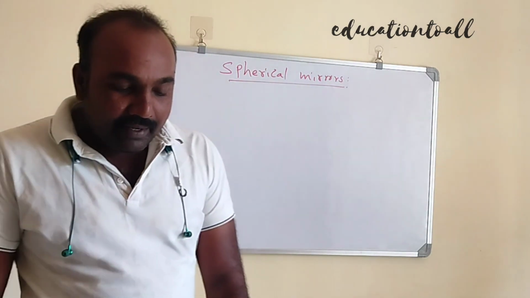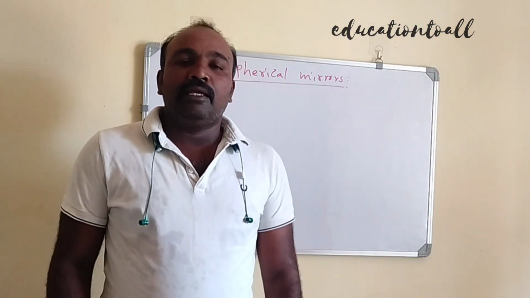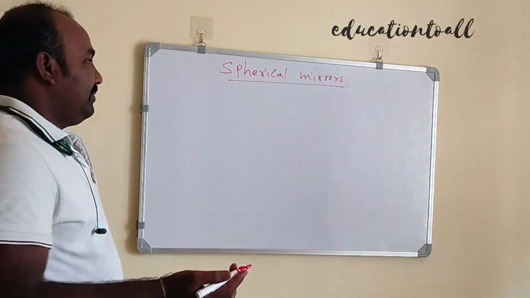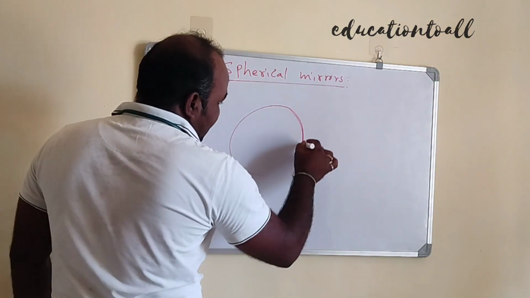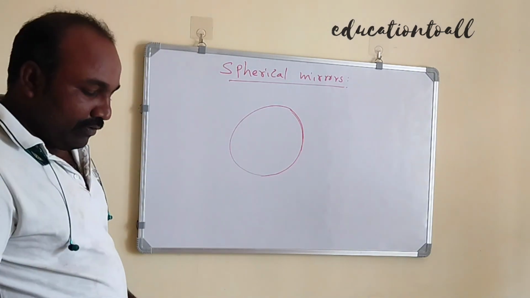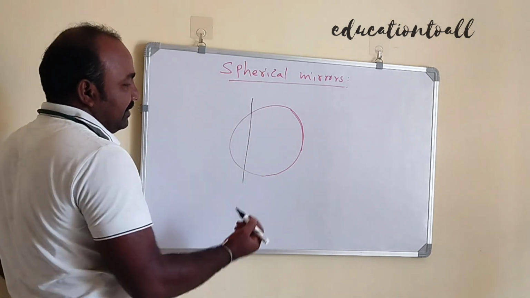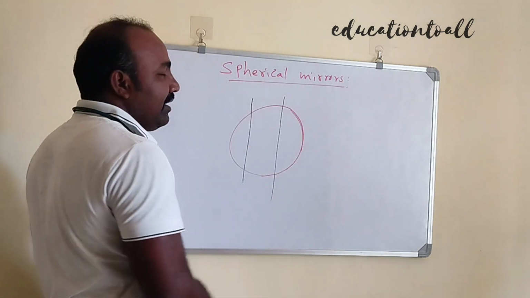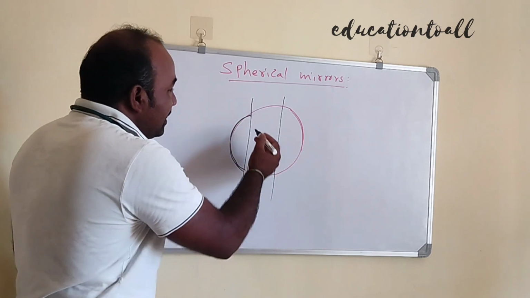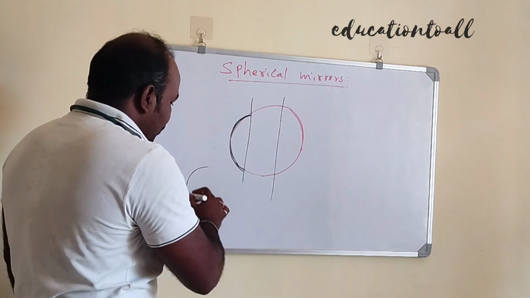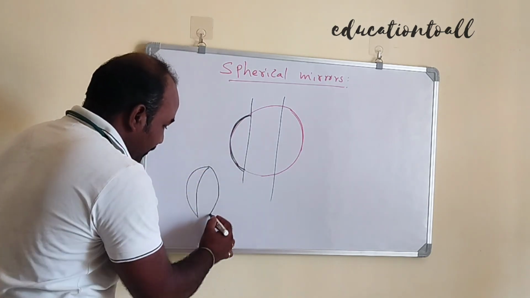So a spherical mirror is a small part cut from a sphere of glass. For example, if you take one glass sphere, you can cut small parts from it. If you cut here and here, anywhere, this small part you can consider as a spherical mirror. So for example, this is one spherical mirror.